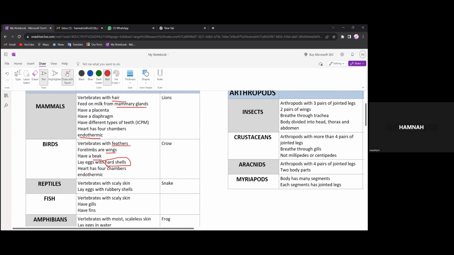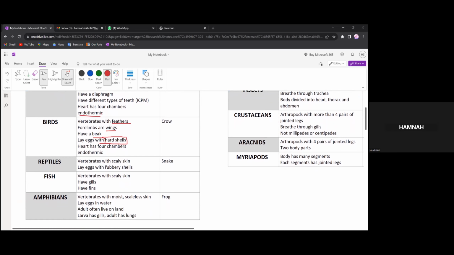So birds lay eggs with hard shells. Have you seen a bird's laid egg? What's common? Do you have eggs at your home? Those are hard shells. You know, like you crack those eggs with the shelled eggs.